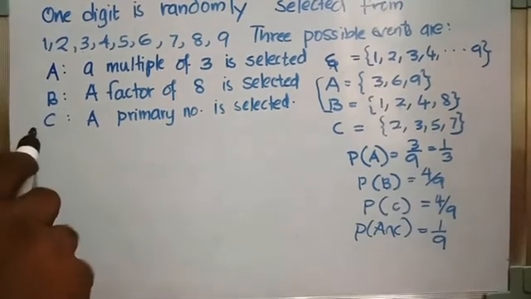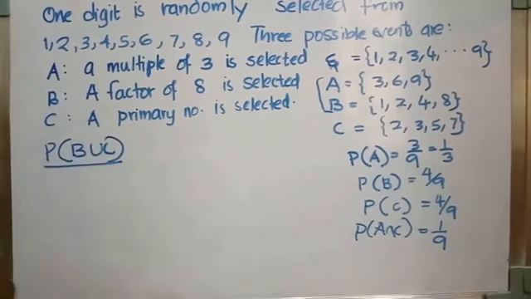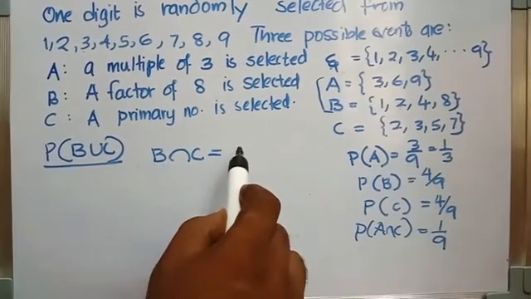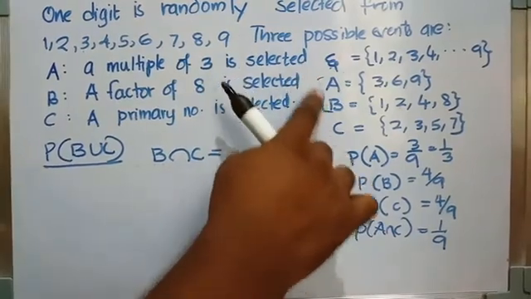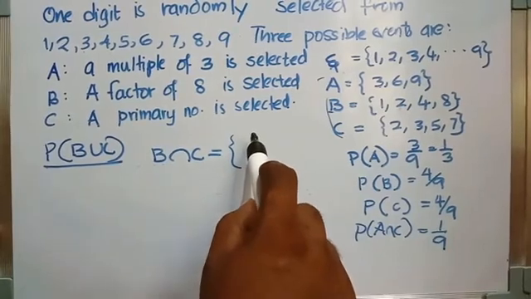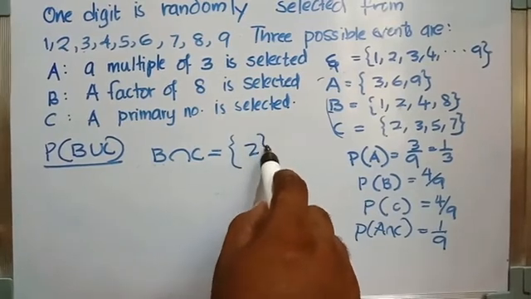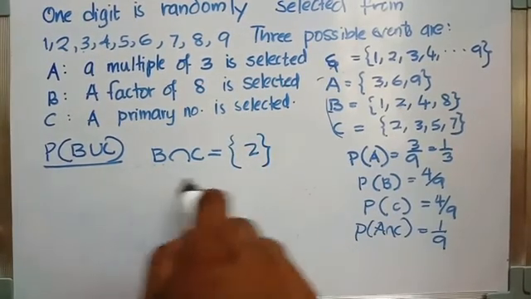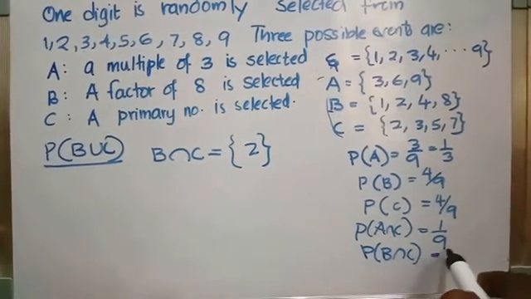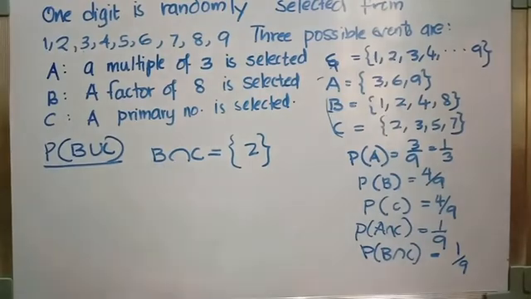Another question we can expect is P of B union C. For that we need to check B intersection C, that means whether B and C are mutually exclusive. When you find B intersection C, how many elements are there? Only one element is common, that is 2. So the probability of B intersection C is 1 by 9. I will also show you with numbers how to do it.